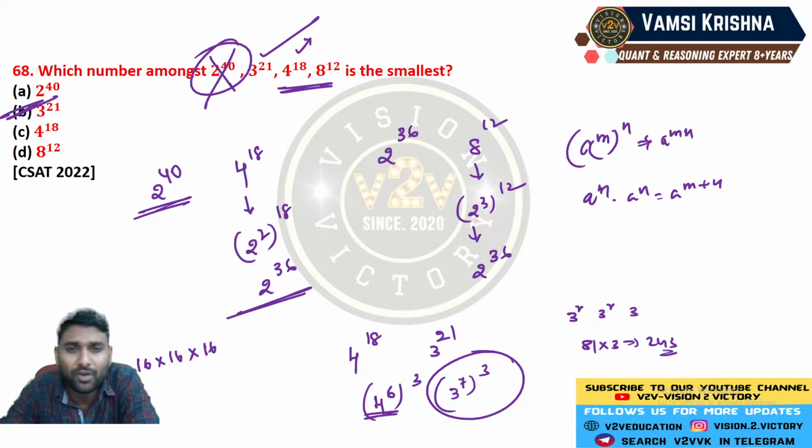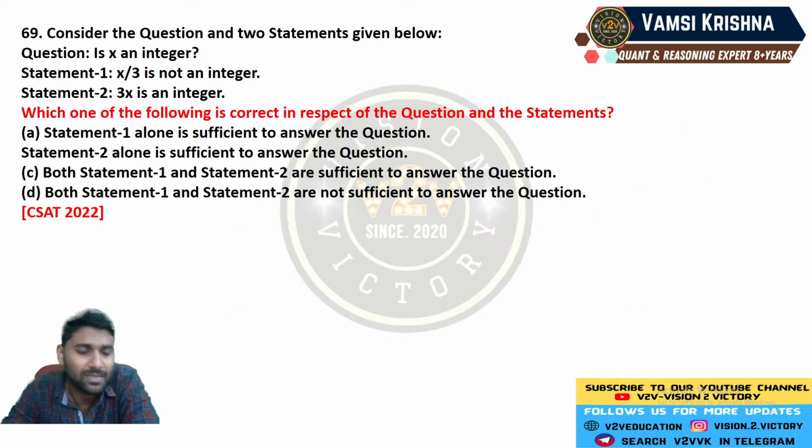Now, try to identify how we compare the data. So, two more questions. Now, consider the question with two statements: is x an integer? The first statement says that x by 3 is not an integer.